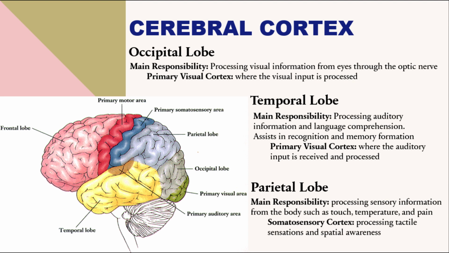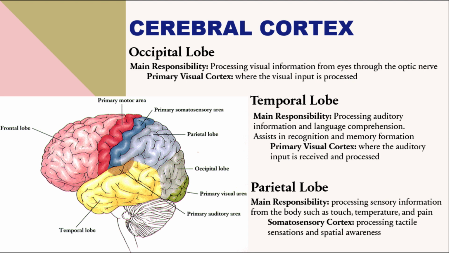The temporal lobe is located on the sides of the cerebral cortex, roughly above the ear. This lobe is involved in auditory processing and language comprehension. It also plays a role in recognition, memory formation, and emotional processing. The temporal lobe contains the primary auditory cortex, which receives and processes auditory information.